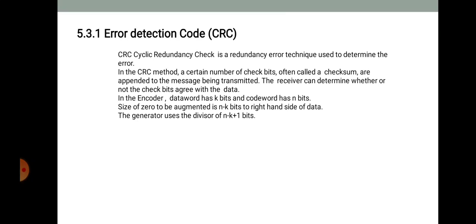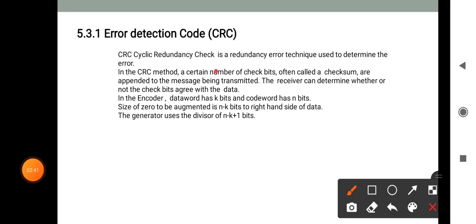cyclic redundancy check. It is used, and bit strings are represented as polynomials with coefficients of 0 and 1. Here the CRC, that means the cyclic redundancy check, is a redundancy error technique used to determine errors. In the CRC method, a certain number of check bits, often called the checksum, are appended to the message being transmitted. The receiver can determine whether or not the check bits agree with the data.